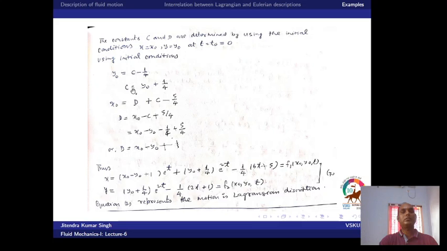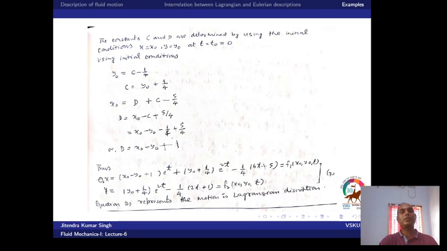When we use this initial condition in the second solution, that is the solution for x, it will give x naught is equal to d plus c minus 5 by 4. So d is equal to x naught minus c plus 5 by 4, and the c value you put from here, that is y naught plus 1 by 4. So we shall get x naught minus y naught minus 1 by 4 plus 5 by 4. So when we simplify, d we shall get as x naught minus y naught plus 1. So c we got as y naught plus 1 by 4, and d we got as x naught minus y naught plus 1.